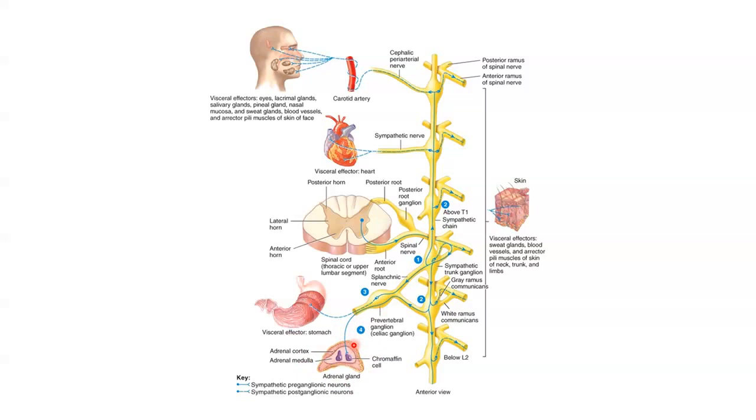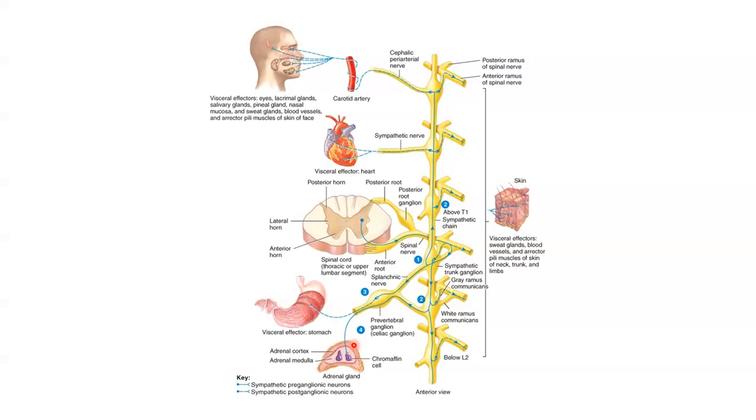Now, the reason why a preganglionic neuron can take one of many pathways to meet the postganglionic neuron is because a single sympathetic preganglionic neuron has many axon collaterals, which are just like axon branches, that can synapse with 20 or more postganglionic neurons. So one sympathetic preganglionic neuron can synapse with 20 or more postganglionic neurons.